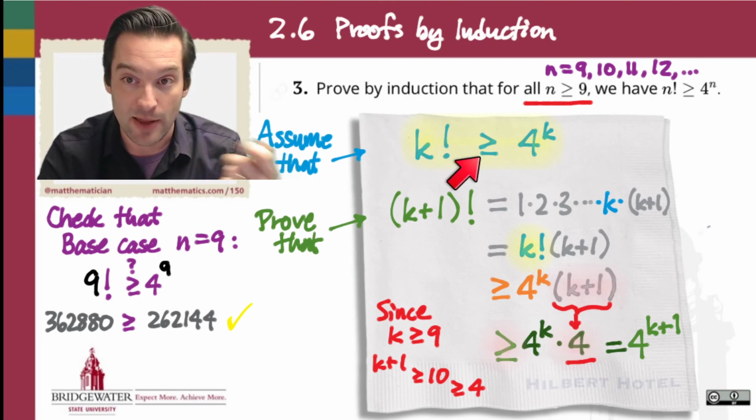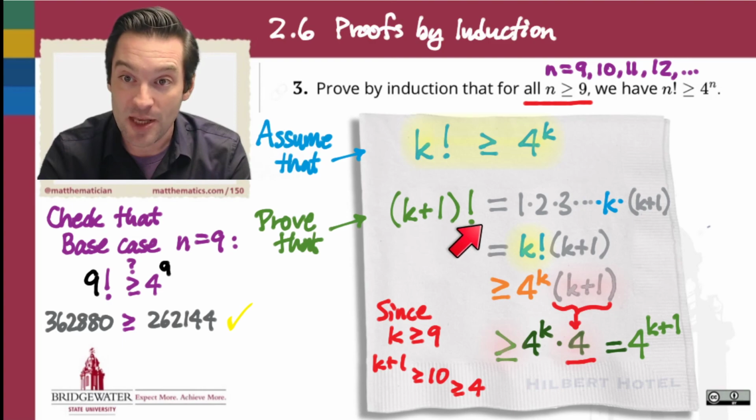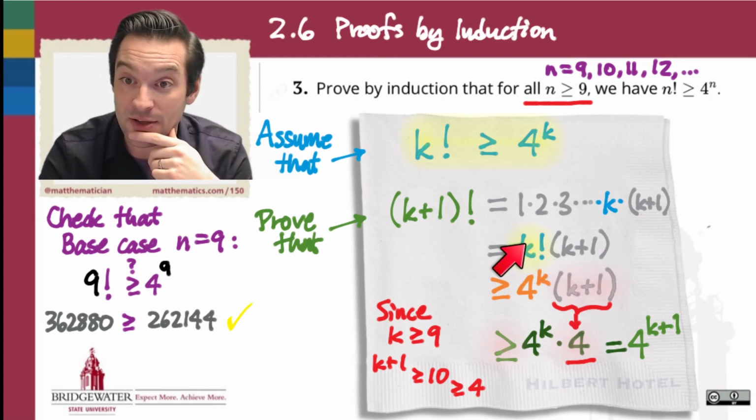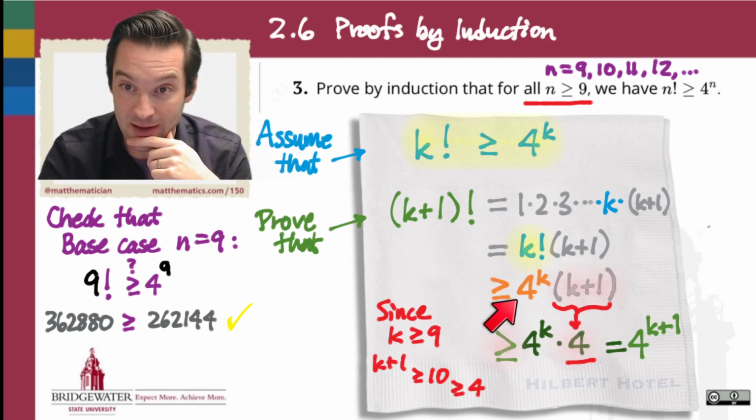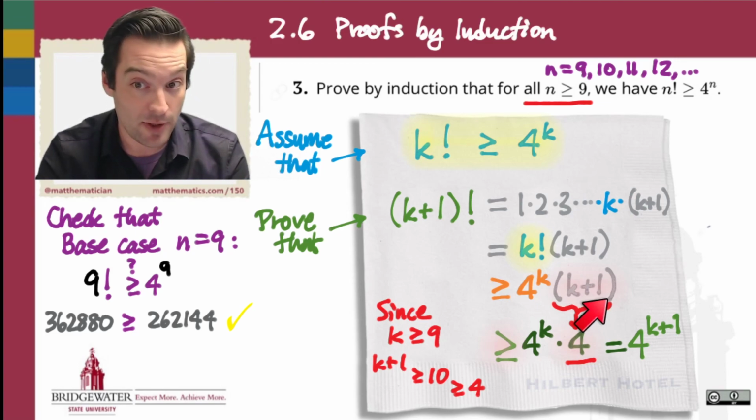We must prove that k plus 1 factorial is greater than or equal to 4 to the k plus 1. But k plus 1 factorial is equal to k factorial times k plus 1. And by our inductive hypothesis, k factorial is greater than or equal to 4 to the k. And so this expression is greater than or equal to 4 to the k times k plus 1. And since k is greater than or equal to 9 by assumption, k plus 1 is greater than or equal to 10, and hence greater than or equal to 4.